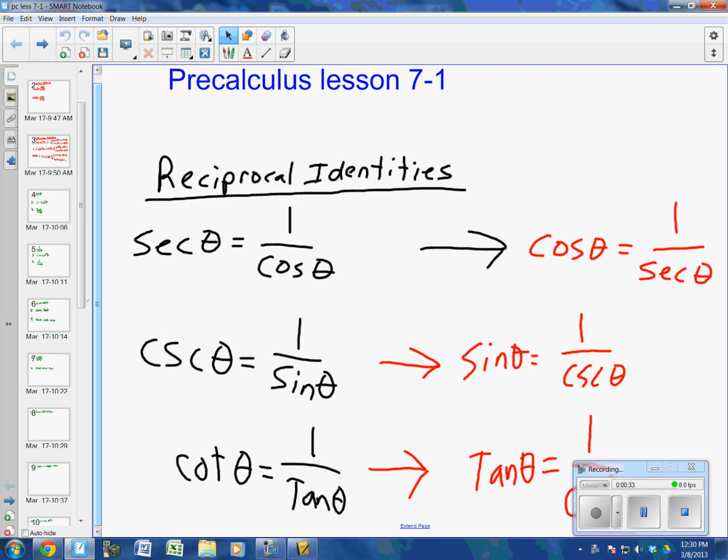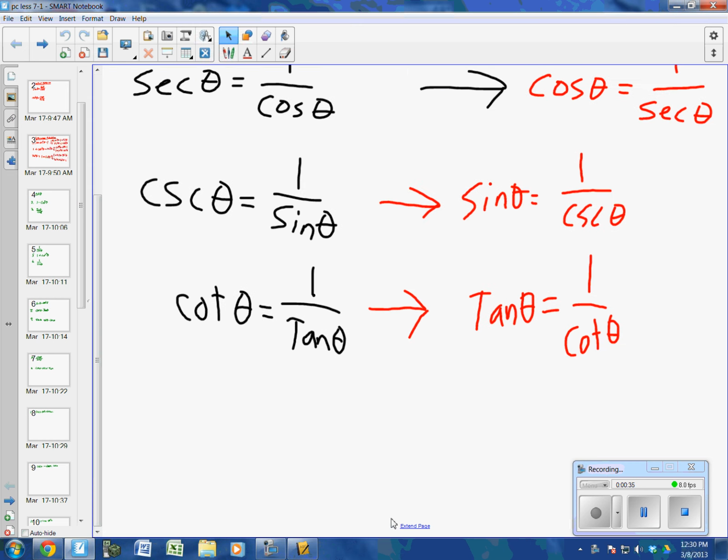And then the bottom one right here, cotangent of theta equals 1 over tangent of theta. And if you solve that one for tangent, it's tangent theta equals 1 over cotangent of theta. Those were the reciprocal identities. Remember those last time? We're going to be using those a lot.